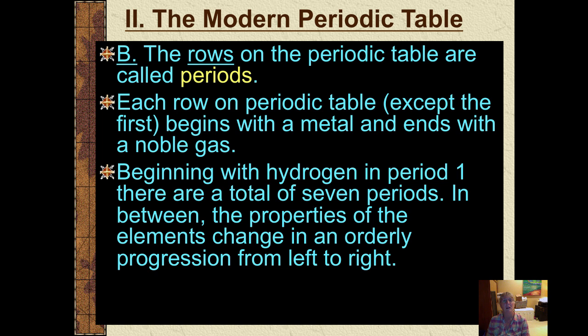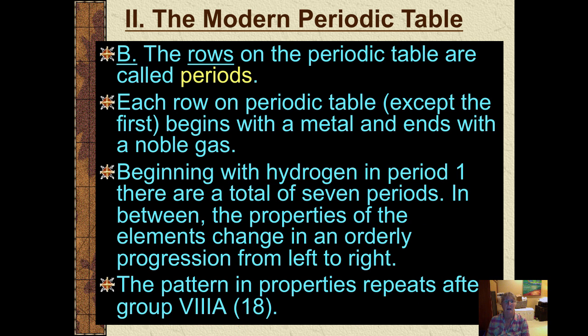Also, don't forget that the periods, or the rows on the periodic table, correspond to the energy levels of electronic structure. And you will see the patterns that go from left to right across the periodic table repeat every time you get to the last group, group Roman numeral 8A or Arabic number 18.